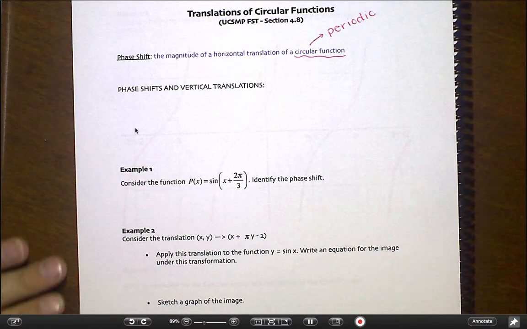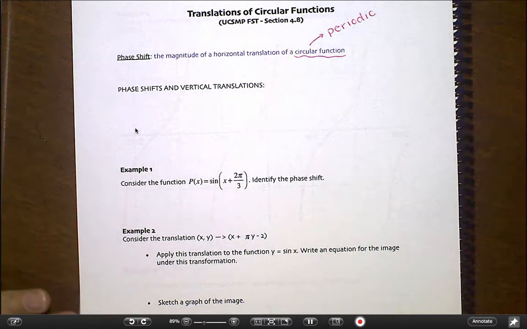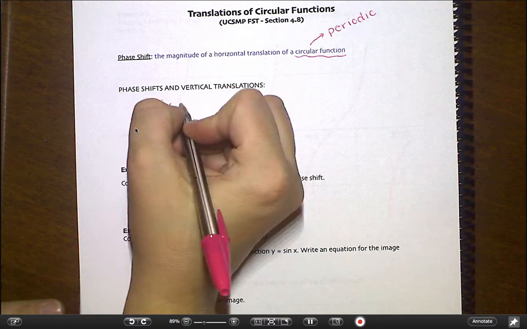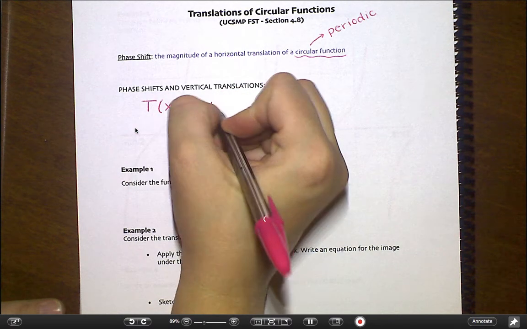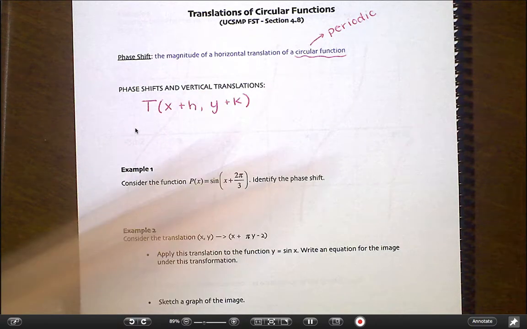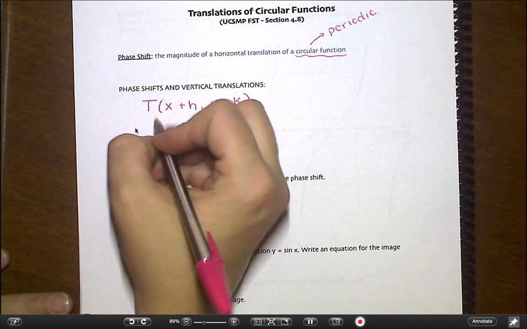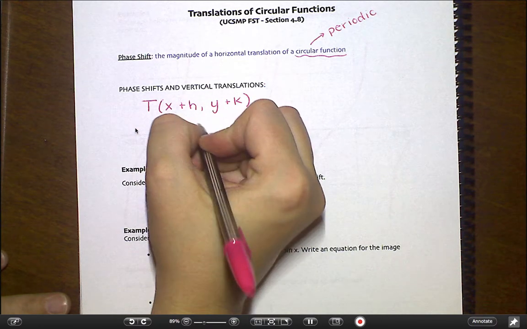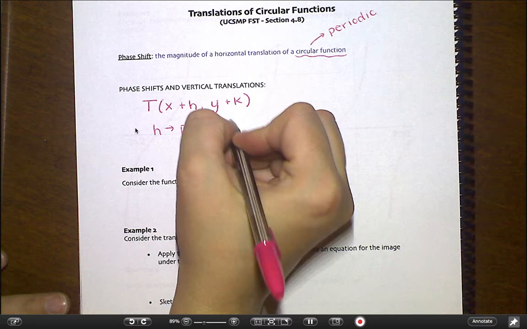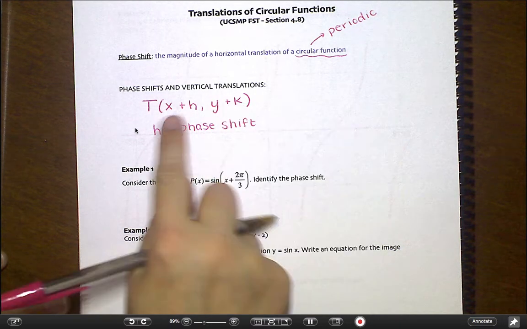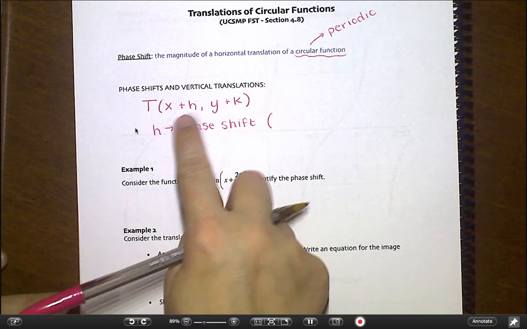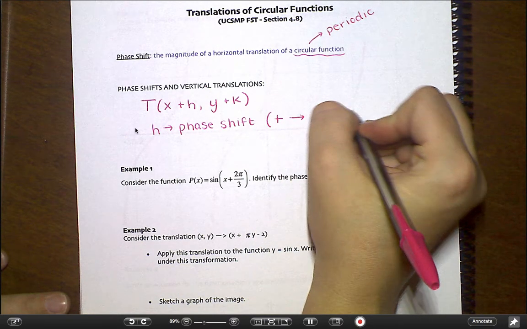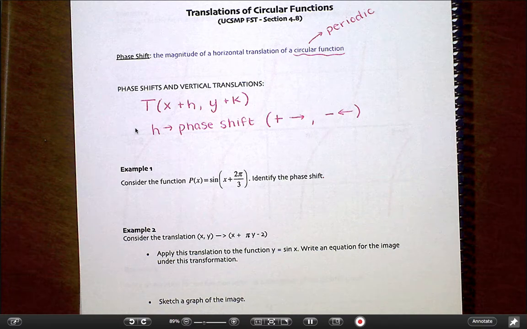So let's get our rules and our terminology down here. Now we're talking about translation rules, and translation rules involve adding and subtracting. So it's our old friends H and K again. Okay. H, because it's affecting the X, that's going to be our horizontal shift or our phase shift. And in rule form, when we're looking at it as a rule, we can pretty much trust what's written there. So addition would move us to the right. Subtraction would move us to the left. I hope that my symbols make sense there.